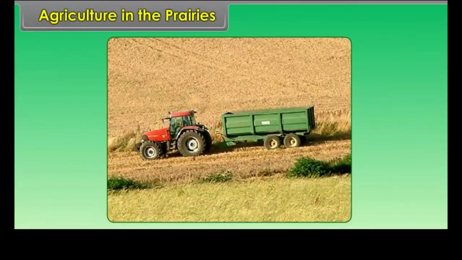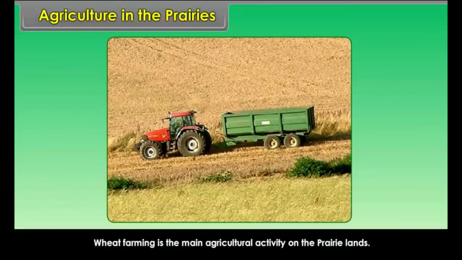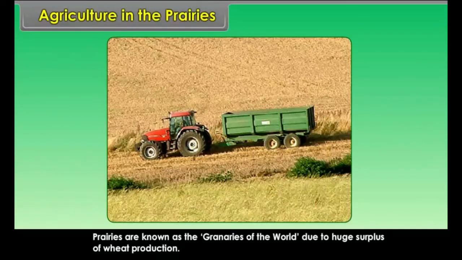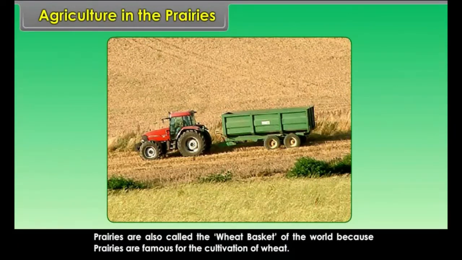Agriculture in the prairies. Wheat farming is the main agricultural activity on the prairie lands. Prairies are known as the granaries of the world due to huge surplus of wheat production. Prairies are also called the wheat basket of the world because prairies are famous for the cultivation of wheat.